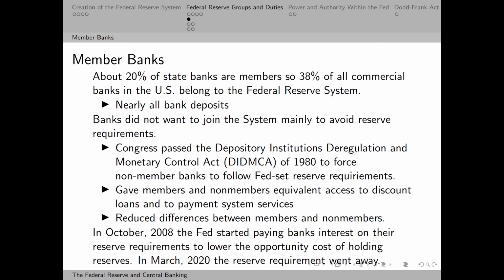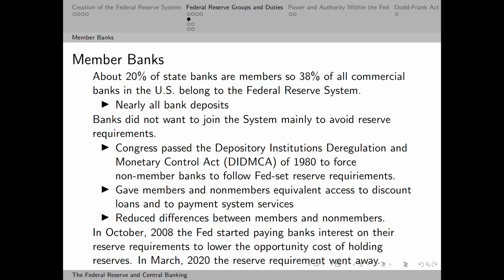Also, we can look at member banks. So these are commercial banks that exist within the United States. And remember, all national banks are required to join the Federal Reserve System, but for all non-national banks, it is optional. So right now we have about 20% of state banks and 38% of all commercial banks in the United States belonging to the Federal Reserve System. But even though that sounds like a small number, this comprises nearly all bank deposits. It's almost exclusively pretty small regional banks that are not part of the Federal Reserve System right now.